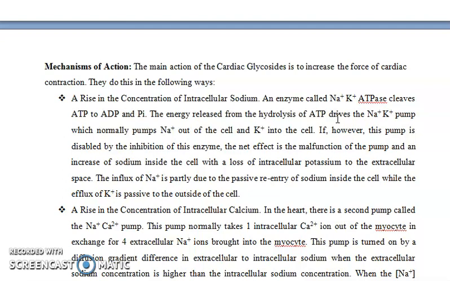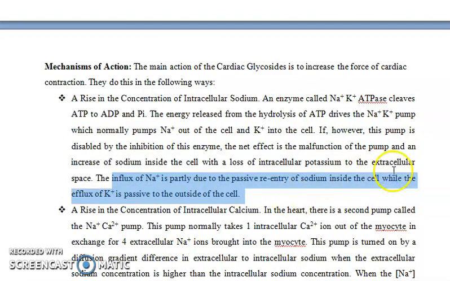Okay. Next, if however the pump is disabled due to inhibition of the enzyme sodium potassium ATPase, there will be no exchange of sodium and potassium. So finally what happens? There will be influx of sodium due to passive re-entry of sodium inside the cell, while there will be efflux of potassium outside the cell. So the aim is to raise the intracellular levels of sodium by inhibiting the enzyme sodium potassium ATPase.